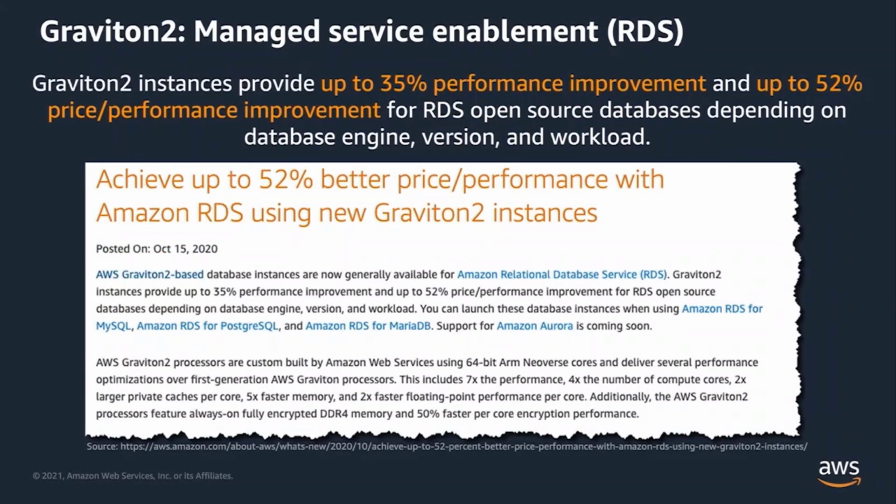We've also added Graviton 2 powered instances to RDS, where we can see up to 35% performance improvements and up to 52% price to performance improvements for the open source databases in RDS. And of course, this does vary depending on the database engine or version and the workload shape, but in general, the performance gains that we observe in RDS are fairly consistent and very impressive.